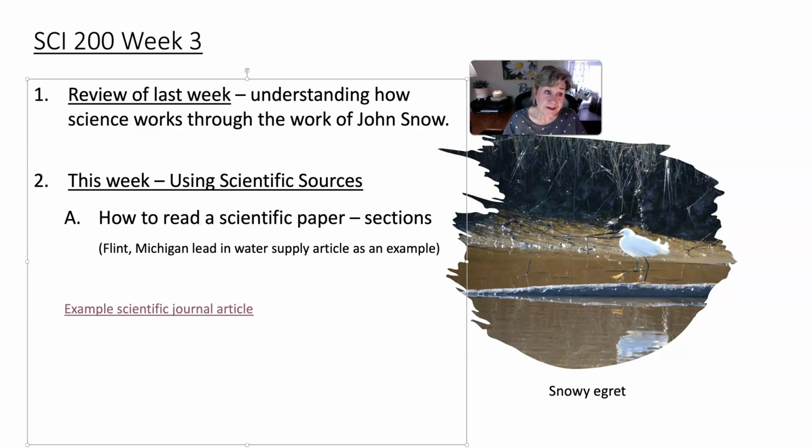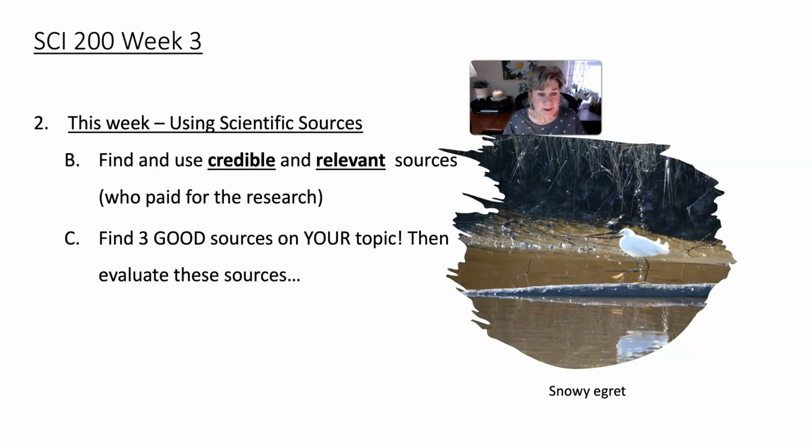So that's how to read a scientific journal article. It's actually pretty easy. What was the most important thing? Read the abstract. Okay, this week you are going to find 3 excellent scientific sources to help you answer your research question that you came up with in week 1.